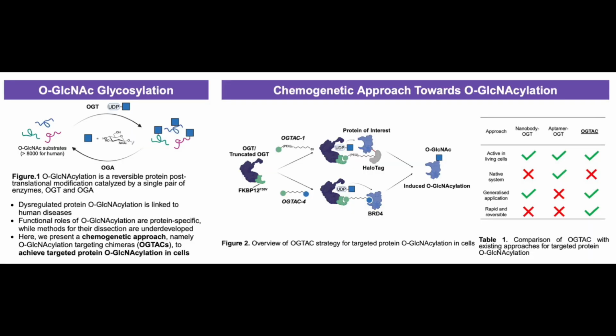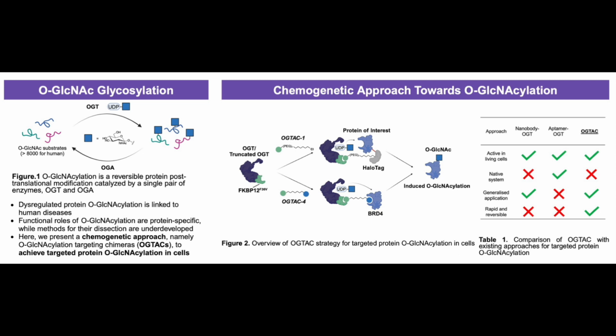Okay, let's start with a brief introduction about O-GlcNAc glycosylation. O-GlcNAcylation is a reversible protein post-translational modification catalyzed by a single pair of enzymes, OGT and OGA. It has been found that dysregulated protein O-GlcNAcylation is linked to human diseases. And here we present a chemogenetic approach, namely OGTAG, to achieve targeted protein O-GlcNAcylation in cells.